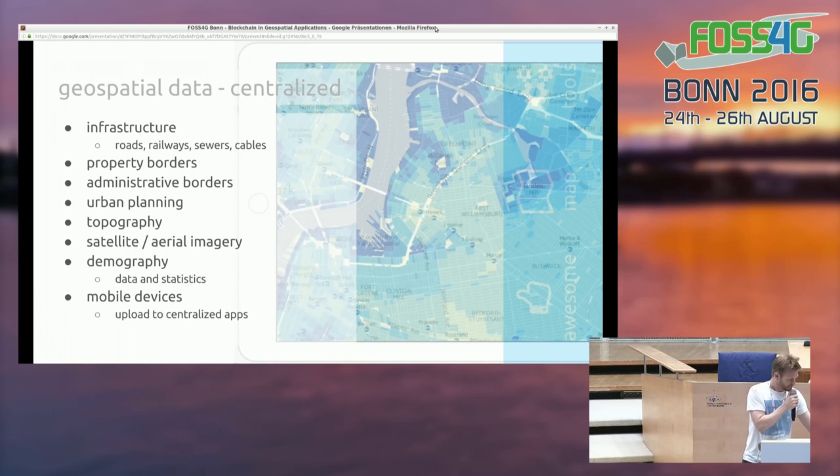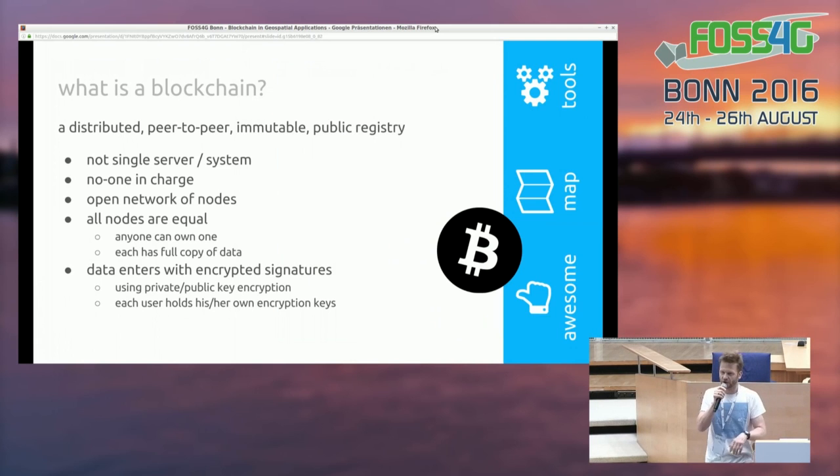Now, wouldn't it be great if we could monetize our own data that we generate in our pockets? So that's where blockchain comes in. So what is it? The most famous implementation is Bitcoin. It's a distributed peer-to-peer immutable public registry. It doesn't live on one machine. It lives on a network. No one is in charge, and all the nodes in the network are equal to each other, and anyone can own one. Anyone can set up a node and be part of it.